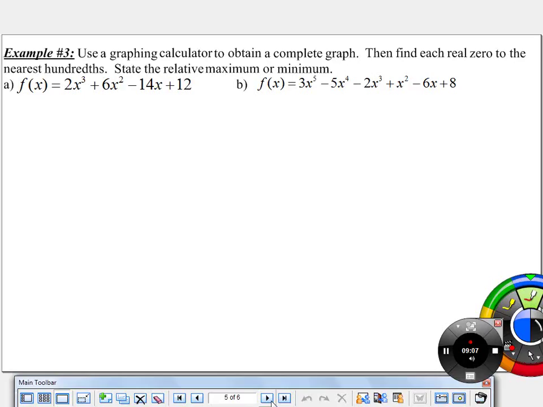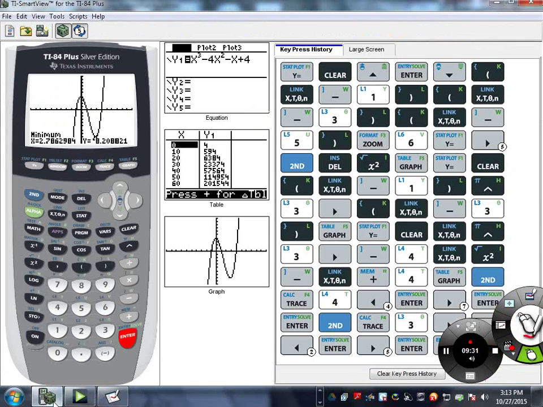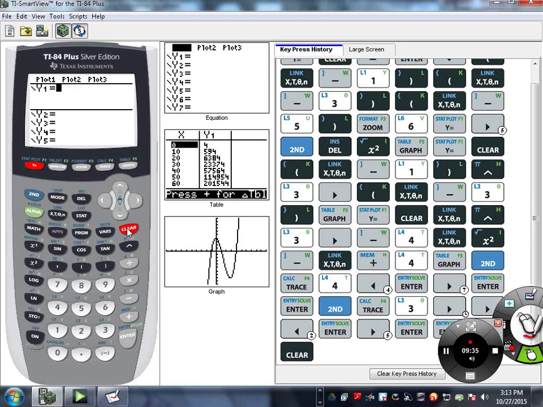All right. We're going to find each real zero and relative maximums and minimums for these equations using the calculator. So let's go ahead and take a look at that. We're going to first have to plug them into our calculator. So I'm going to go ahead and go to my calculator, go to my y equals, and clear out whatever is in there. And I'm going to put in our first equation.